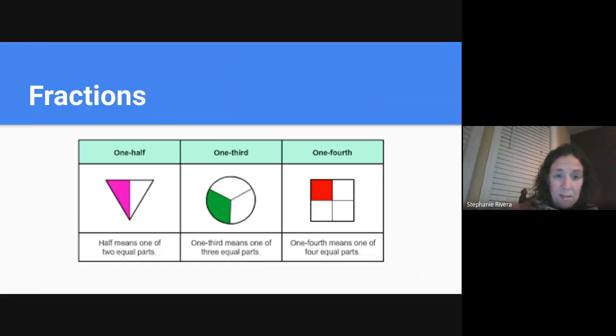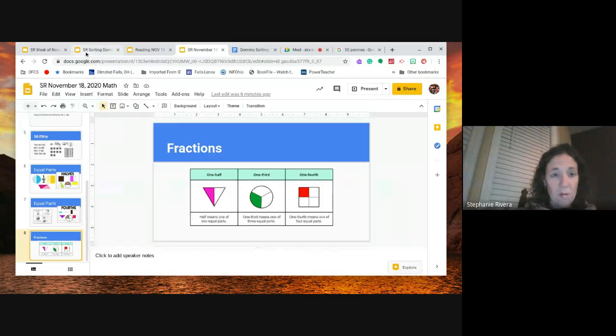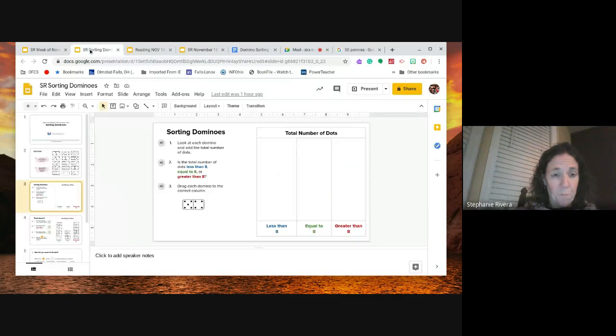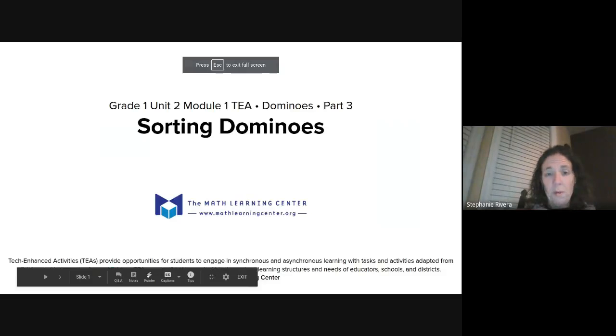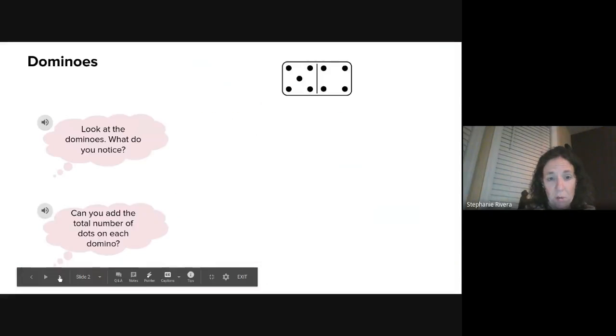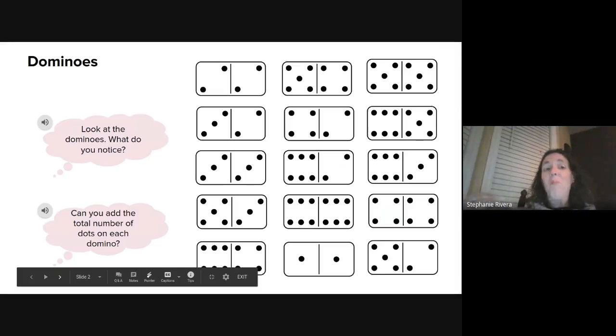Well, our main lesson today, we are going to talk about sorting dominoes. And when you sort, you put things that have something in common into groups, and you sort them by that specific characteristic or that common trait. Look at these dominoes, and what do you notice about these dominoes? Do you notice anything that's similar? Do you notice anything that's different?